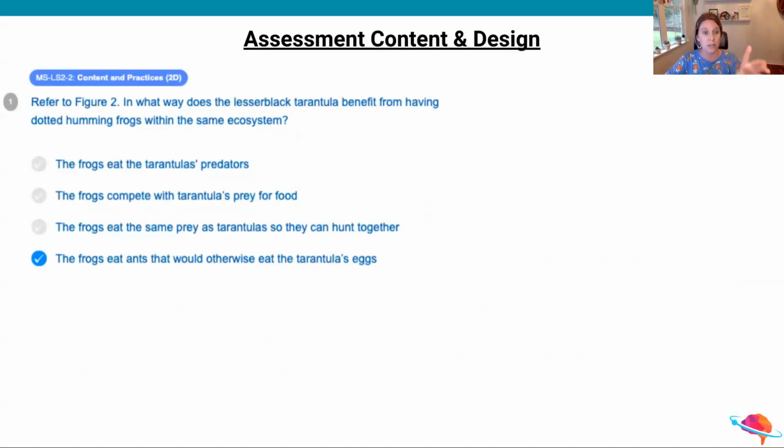And then the questions they used on this pre-assessment, again, were two 2D and one 3D question. The content and practices question that they chose says, refer to figure 2, which was the food web. In what ways does the lesser black tarantula benefit from having dotted humming frogs within the same ecosystem? So can you use qualitative evidence to construct an explanation? Perfect 2-dimensional question here with the SEP.